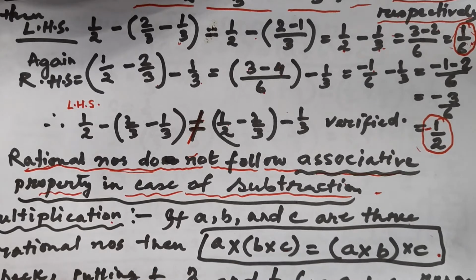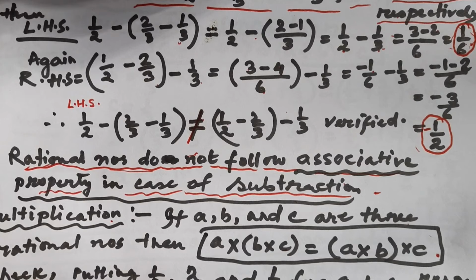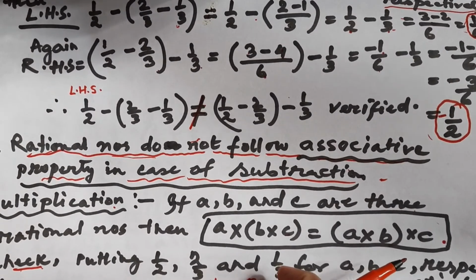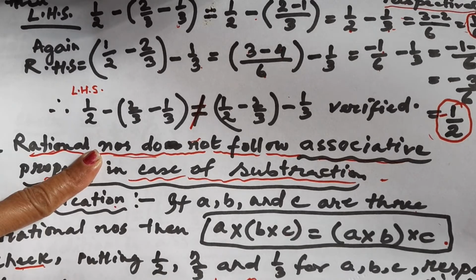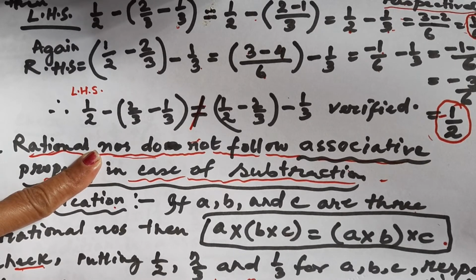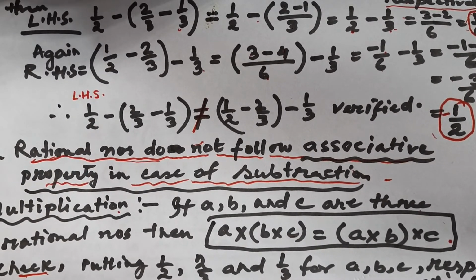So LHS will be equal to A into (B into C), it will be 1/2 into (2/3 into 1/3). First we have to do the bracket. So 3 3s are 9 and 2 1s are 2. The 2s will cancel each other, and 1 1 is 1 and 1 9 is 9. So the value is 1 by 9.